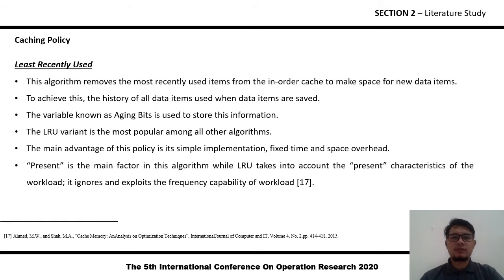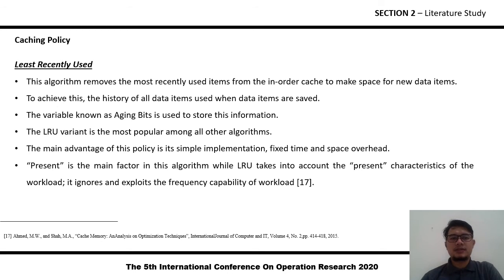This algorithm removes the least recently used item from the cache to make space for a new data item. To do this, the history of all data items used is saved. This caching policy has a variable known as aging bits, used to store this information. The LRU variant is the most popular among all other algorithms. The main advantage of this caching policy is simple implementation, fixed time, and space overhead.